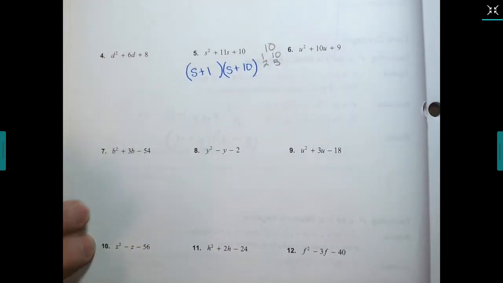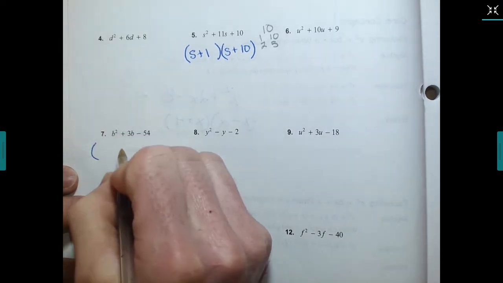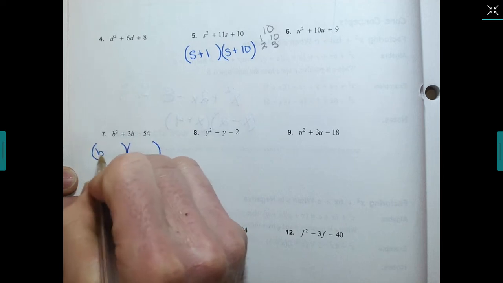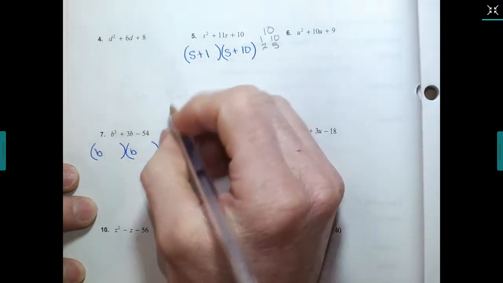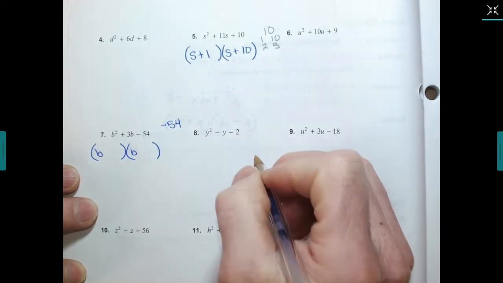So give them a go while we're going through this. See how you do. Here, I put in my parentheses. I know I need a b squared. I know b times b gives me a b squared. Uh-oh, negative 54. All right. Oh, shoot. It's going to stretch my multiplication.